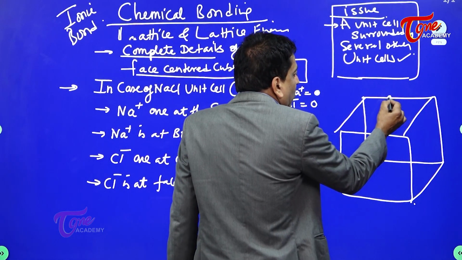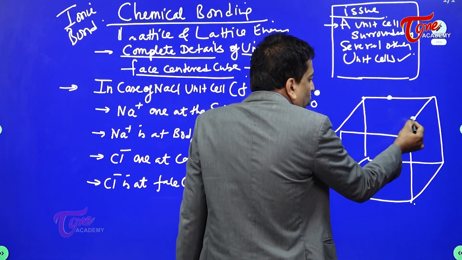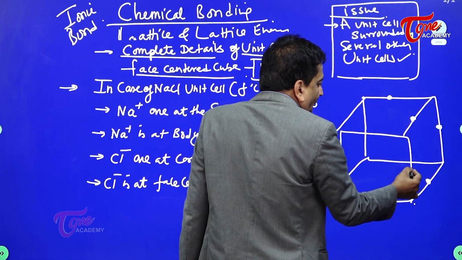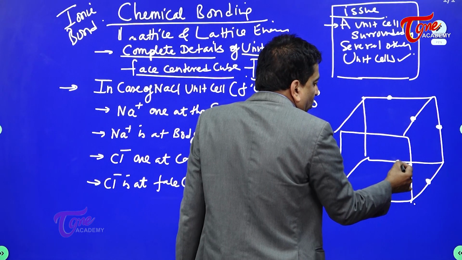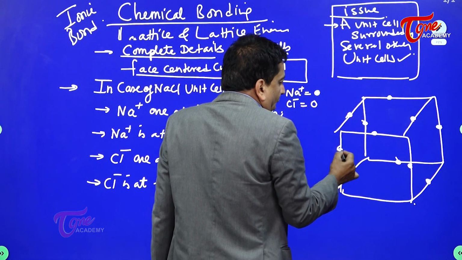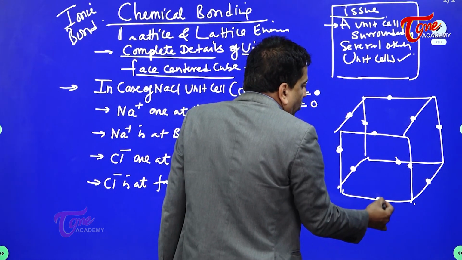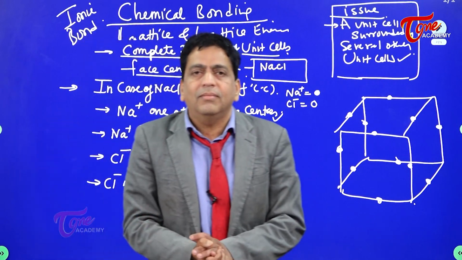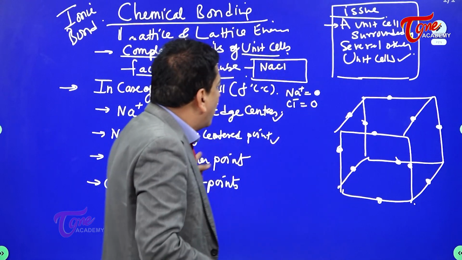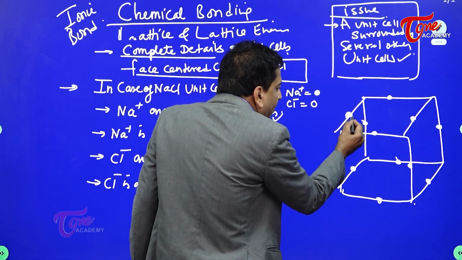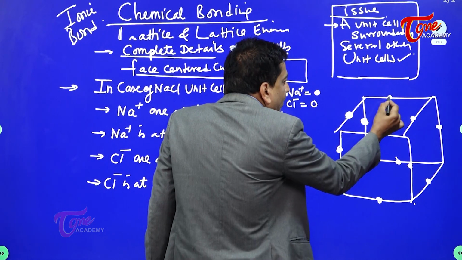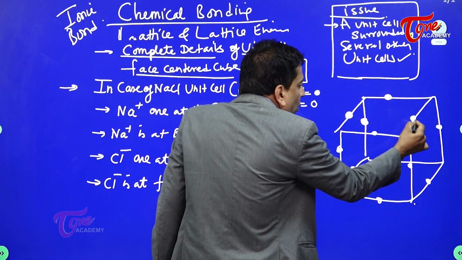This is the edge center. This is one edge at the center. 2, 3, and 4, and 5, and 6, and 7, and 8, and 9, and 10, and 11, and 12. You must understand. So you have 12 edges. At the edge centers, the sodium ions are occupying. Look into this. These darkened circles are sodiums. You must understand.